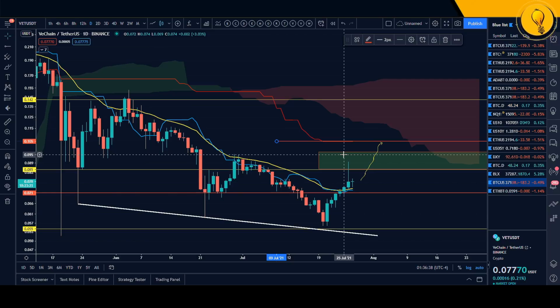Do not FOMO. I cannot stress this enough. If you miss out on a potential trade, do not FOMO. There's going to be plenty of opportunity on these charts, to the upside as well as to the downside.